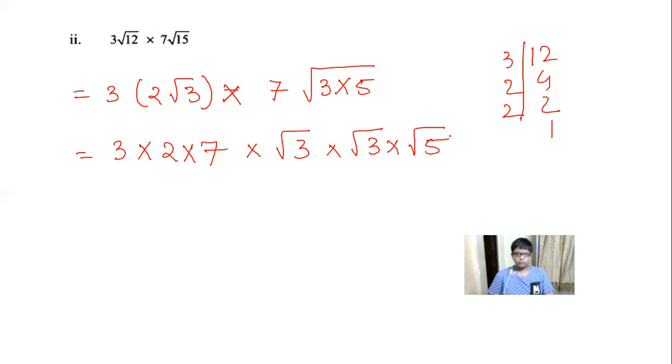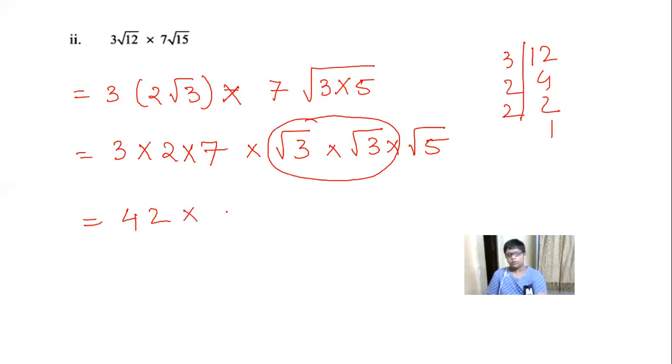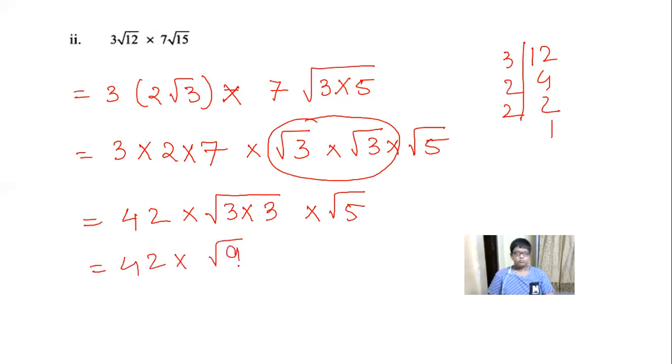Up to here, is it clear? Yes, sir. Okay. Now here, 3 into 2 is 6, and 6 into 7 is 42. Now look at this part. What will be root 3 into root 3? You can take it together inside the root. Yes, root 9. So 42 into root 9 into root 5. And you know the answer for root 9.